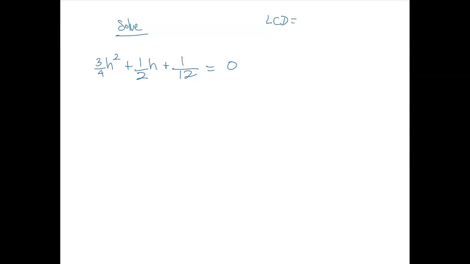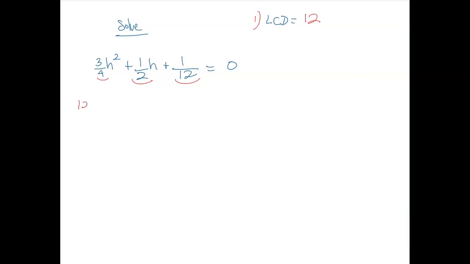As you can see here, 4, 2, and 12 are the denominators, and the least common multiple of those is 12, right? So 12 is your LCD. That's your first step. Now, the second step is to multiply all those terms by the LCD so that I can clear out the fractions. So that's what I'm going to do.